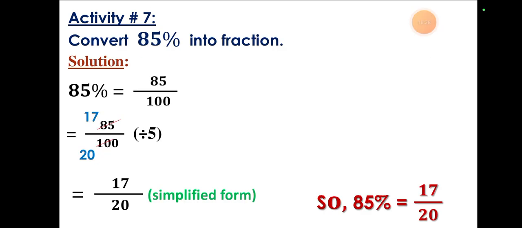And then convert 85% into a fraction. So 85%, that percent basically means over 100. So 85 over 100. Now fractions are always in simplified form, so I will simplify them as they are divided by 5. So I will write 17 over 20, and this is the simplified form. So 85% is equal to 17 over 20.